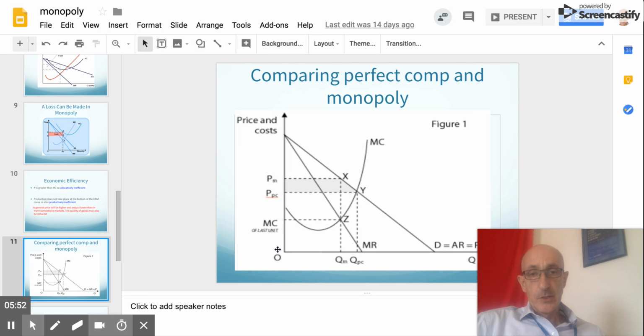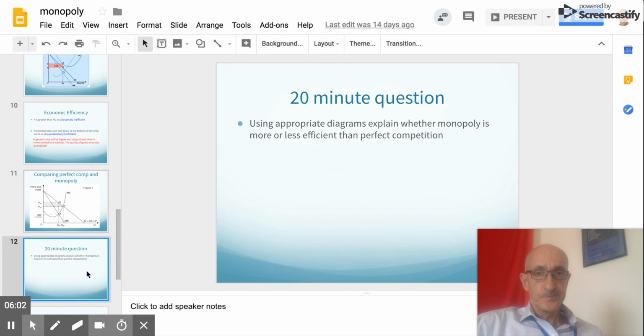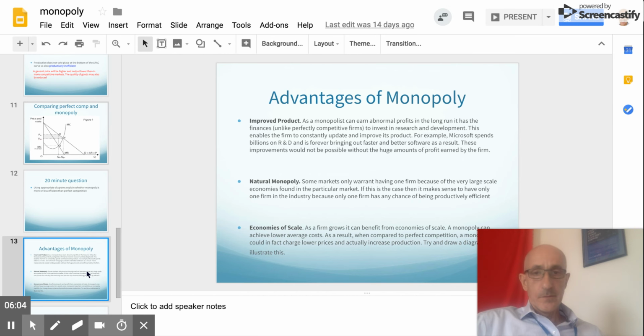So we would argue that the perfectly competitive solution, or a more competitive market, is a better solution than having a situation where there's one firm dominating the industry. Often in a discuss or evaluate question, though, you might be asked to question whether or not monopoly is considered to be bad in a general sense. And there are some advantages put forward for monopoly.